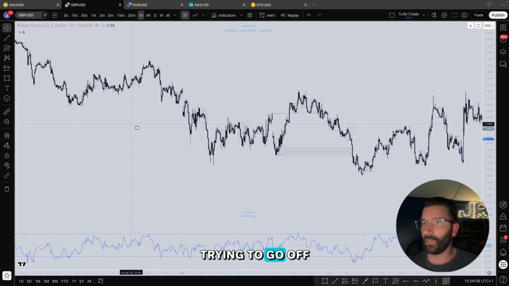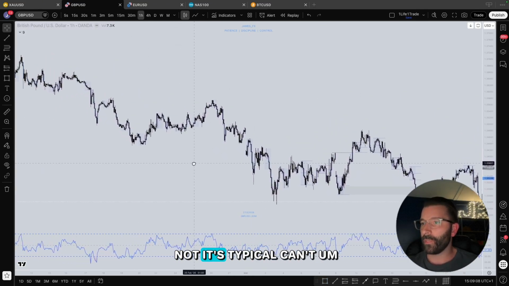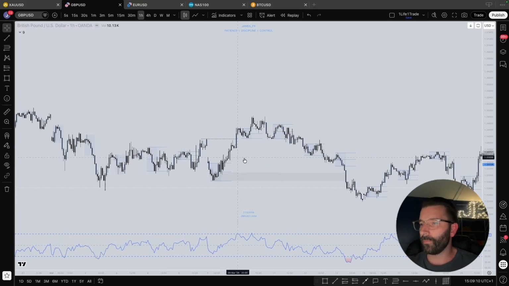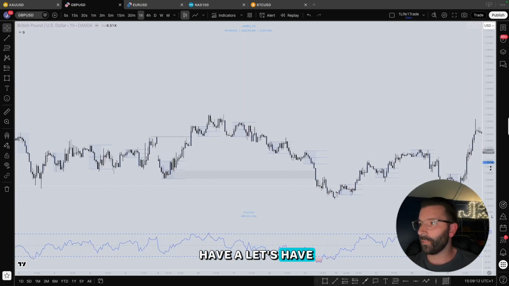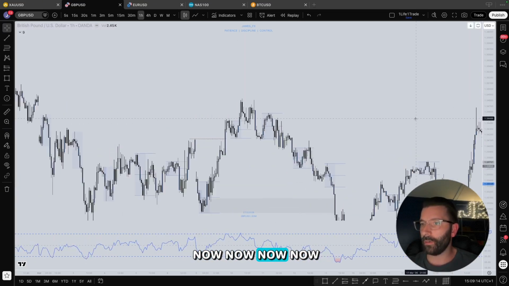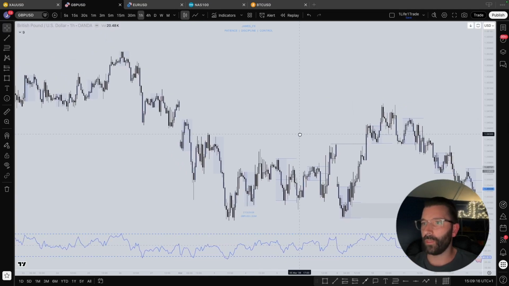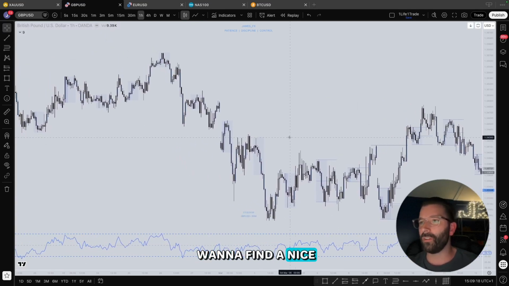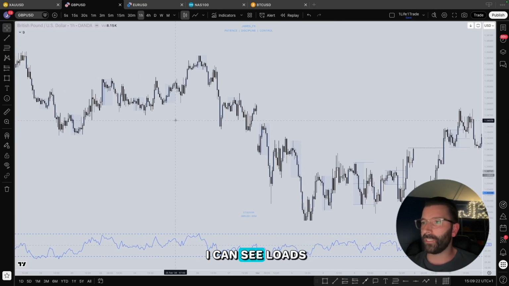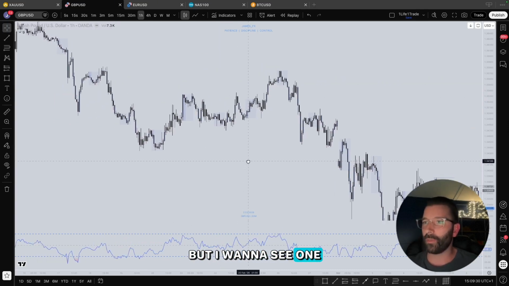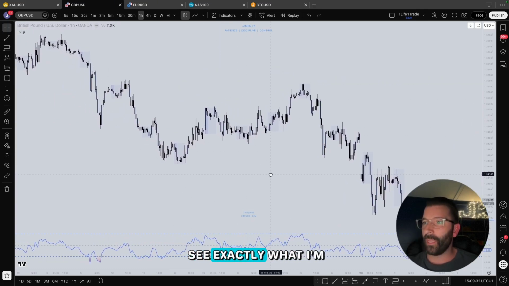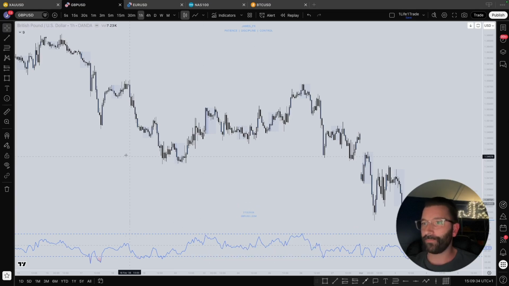Yeah, I'm trying to go off script here, and it's typical. Can't find one. Let's have a deeper look. We're going to find one now. Now I've challenged myself. I'm going to find it. I want to find a nice one. This is the thing. I can see lows like here, it breaks above here, and then it does react over here, because on a lower time frame that would be a reaction of it coming up and then it shot through. But I want to see one so you guys can see exactly what I'm talking about.